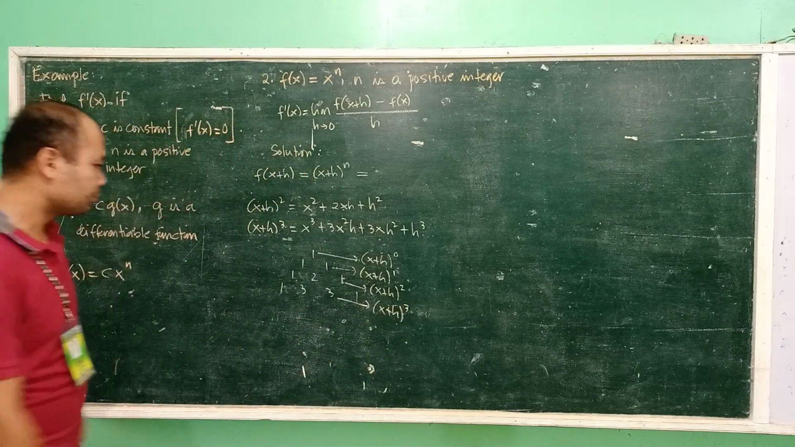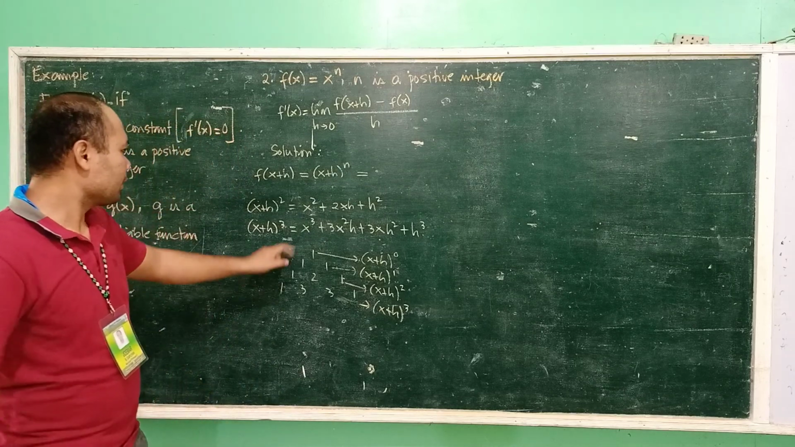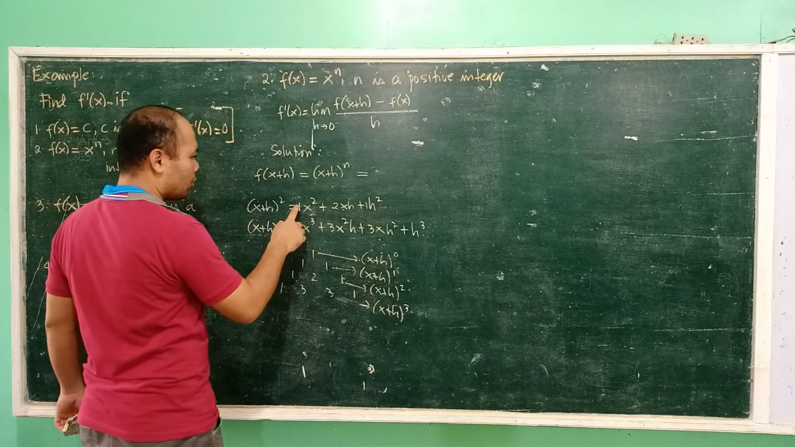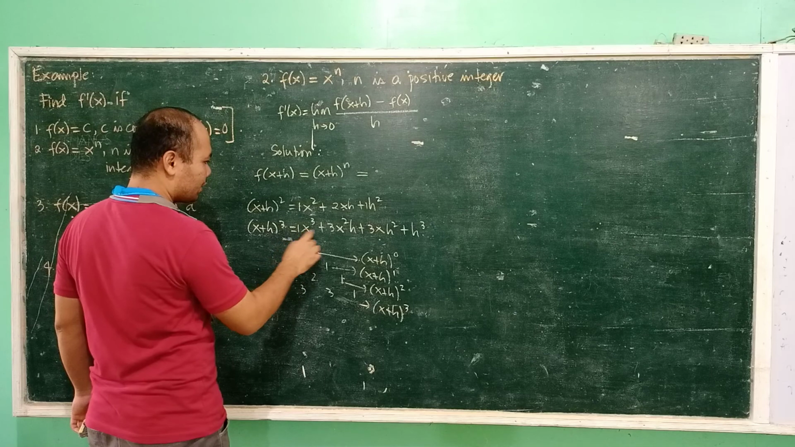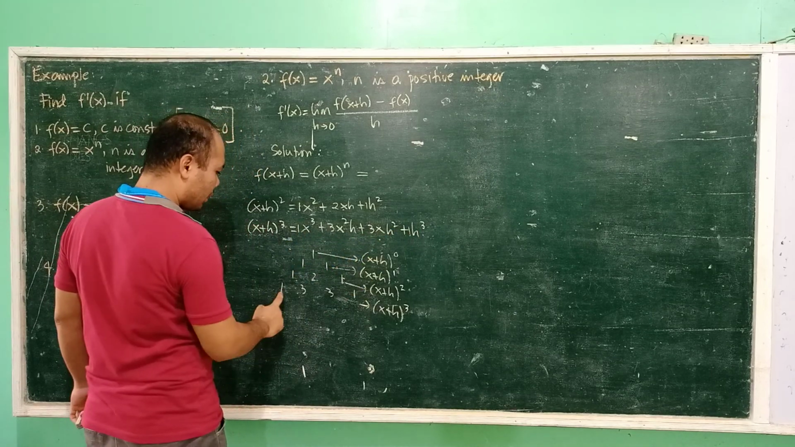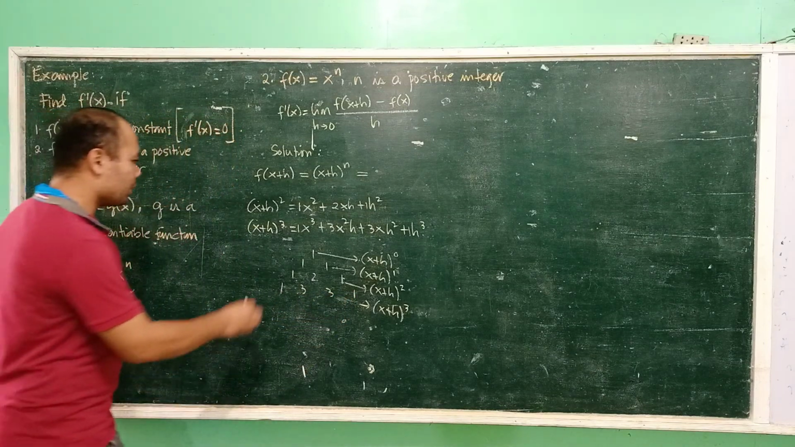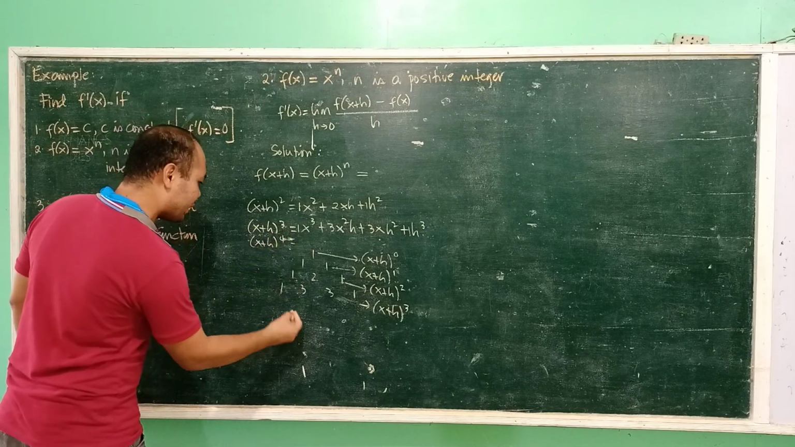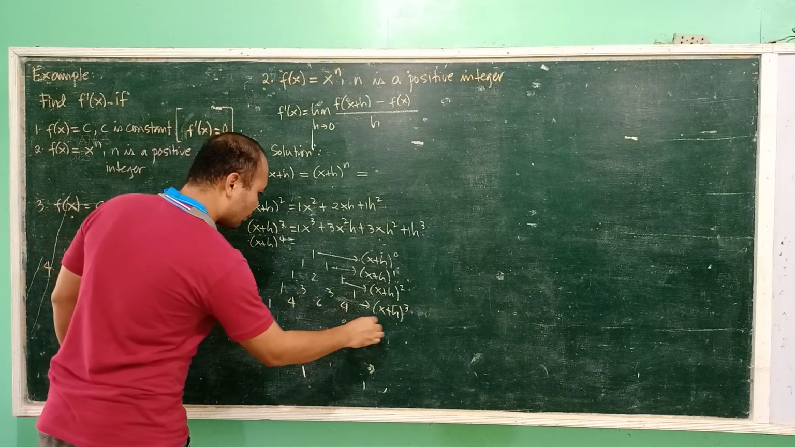That is why you have here 1. There is a 1 here. There is a 1 here. So this is 1, 2, 1. There is a 1 here, 3, 3, and there's also 1. So it's 1, 3, 3, 1. Okay? So if you have x plus h to the 4th, you just have to add this one. So, you have here 1, 4, 6, 4, 1.